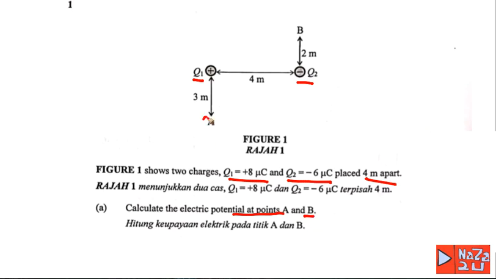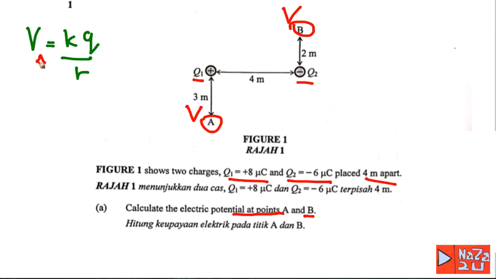So point A and point B, meaning what is the potential at point B and point A. Now for the potential equation, V is equal to KQ over R, and let's say for A, at A here, the potential comes from the Q1 and the Q2.